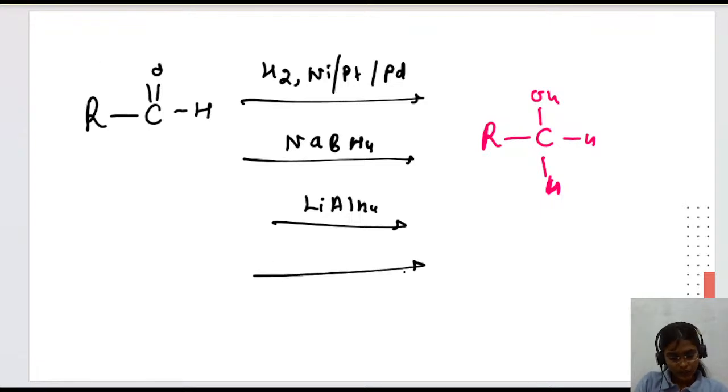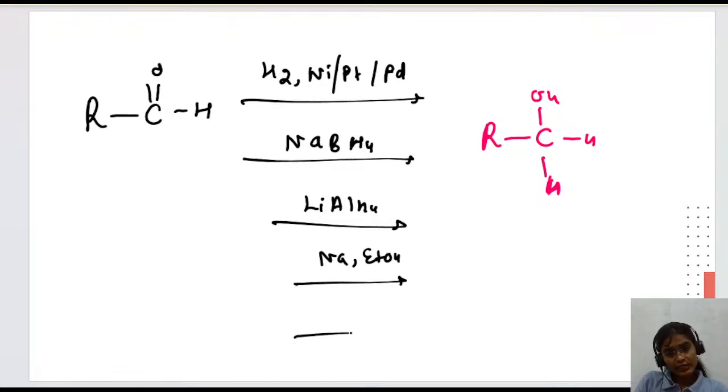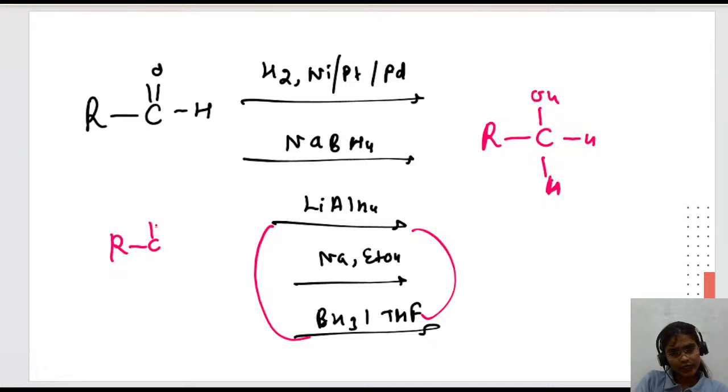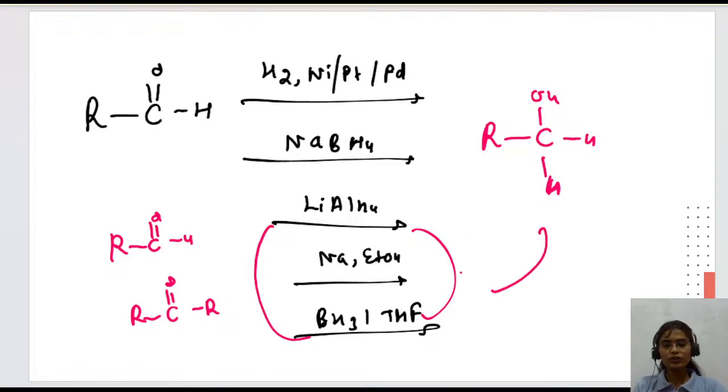In this case, you can use Na/EtOH. This is also a reducing agent. Or you can use BH3. We just discussed BH3 and THF. Don't say, ma'am, the mechanism is different. Yes, I know the mechanism is different. So you can use aldehyde or ketone for both of these cases. Let me highlight this. These two steps you can use for aldehyde or for ketone. Both are applicable. The answer remains the same: ketone gives secondary, and aldehyde gives primary.